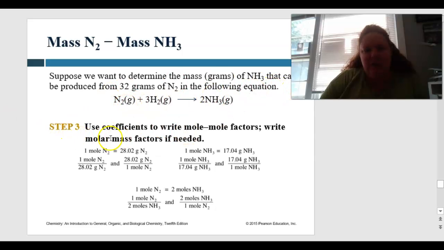So step 3, using the coefficients to write mole-to-mole factors and write the molar mass factors if needed. And so 1 mole of N2 is 28.02 grams of N2. And again, it can be written in 2 different ways. 1 mole of NH3 is going to be 17.04 grams. And 1 mole of N2 is going to be the equivalent of 2 moles of NH3. And that's how we can set that up.